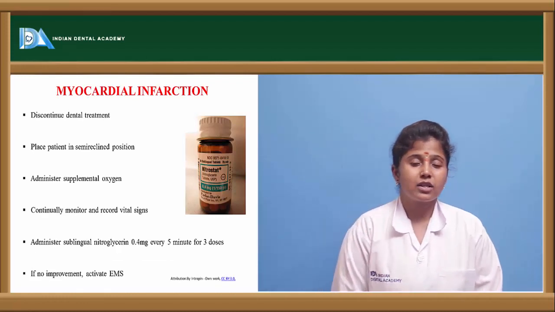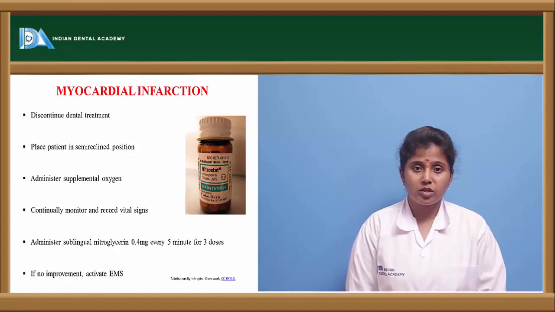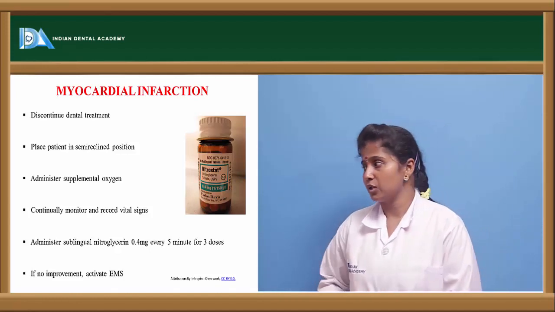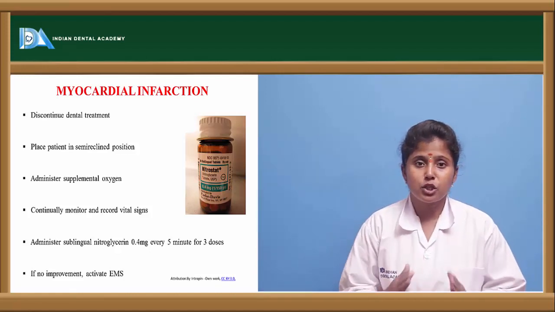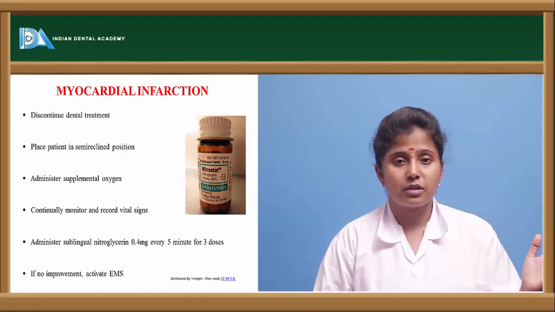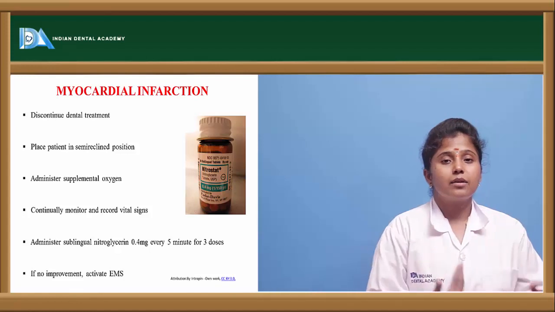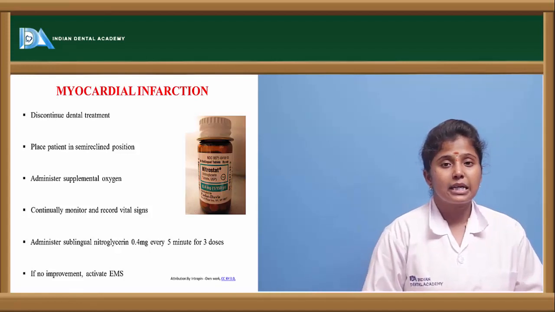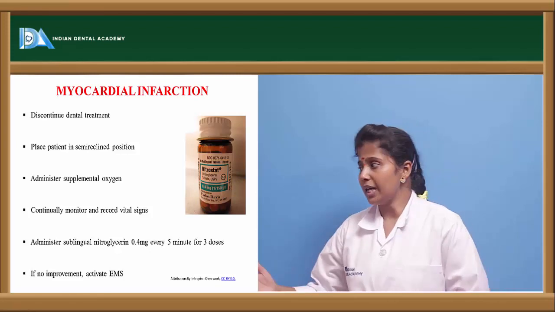So myocardial infarction is a condition where the cardiac tissue is replaced with fibrous tissue. That is also a cardiac related disorder. So first, in this condition, the dental treatment should be stopped and the person should be placed in a semi-reclined position. If the person is placed in a semi-reclined position, then the blood flow to his heart will be proper, and thereby the heart rate can become normal if there is any increased or decreased heartbeat.